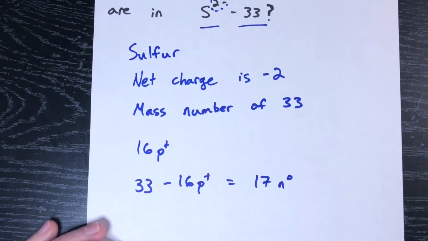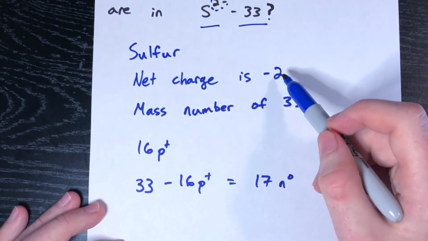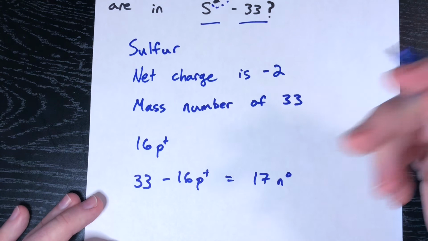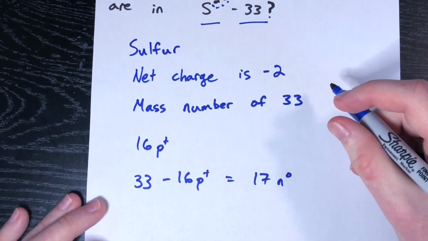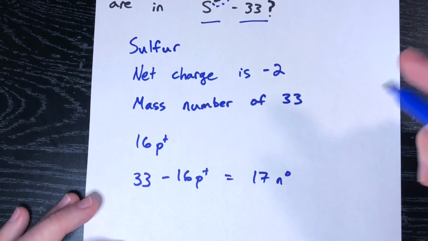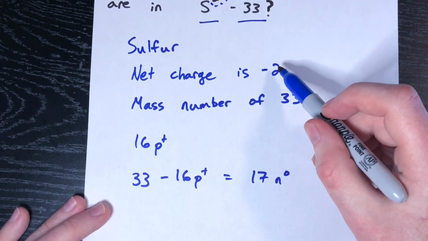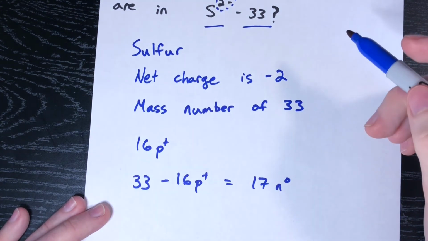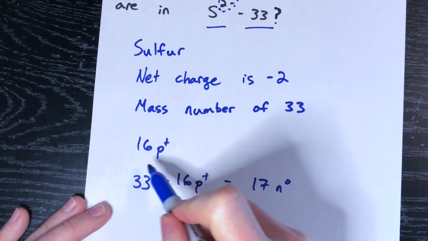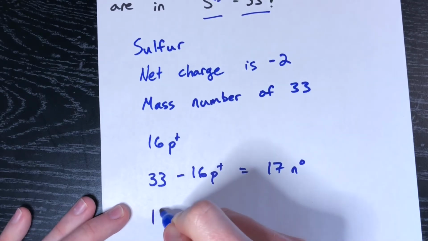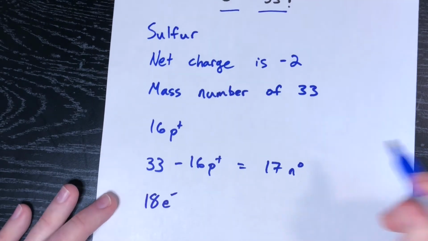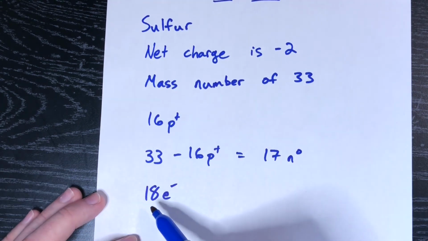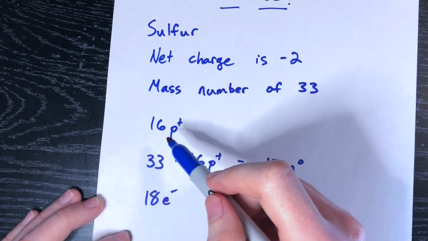Now, the most confusing part of this question is how do we end up with a net charge of -2? Well, we know that the protons and the electrons are the only charged particles in our atom. So in order to have a net charge of -2, we have to have 2 more electrons than we do protons. So what that means is if we have 16 protons, then we have to have 18 electrons in order to satisfy the condition that we just said. If we need a net charge of -2, we need to have 2 extra electrons than protons.